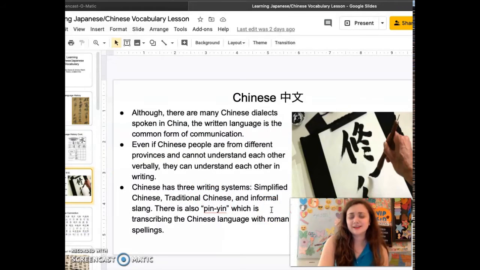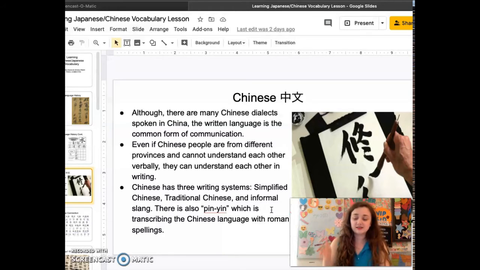It's very fascinating too to mention that there are many Chinese dialects spoken all over China. So two people coming from different regions wouldn't necessarily be able to understand each other verbally, but if they had to write something down to each other, the written communication, they could understand each other, which just shows how powerful the Chinese written language is. It can bring people together who necessarily couldn't verbally understand each other, which I think is very, very interesting.